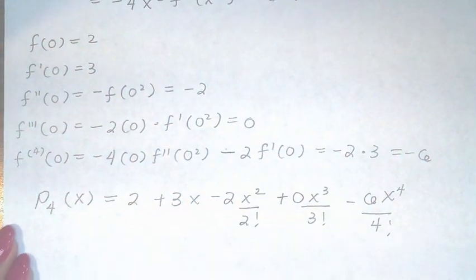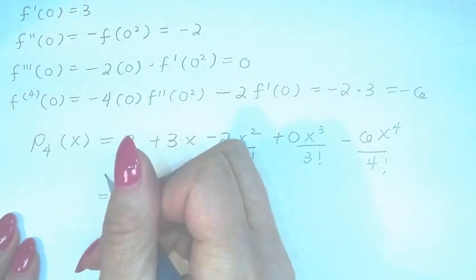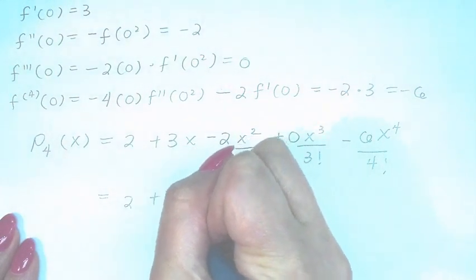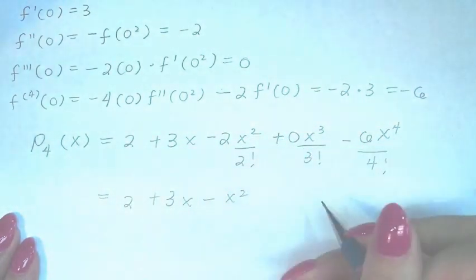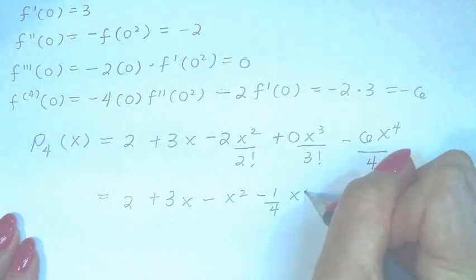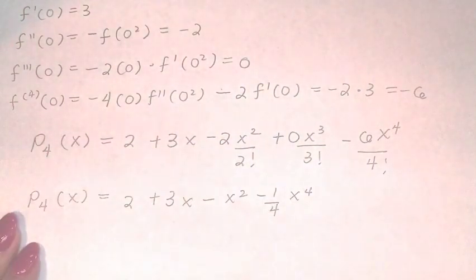Over here, you can pretty much leave it like that, or you can simplify, and you have that this beautiful thing is going to be 2 plus 3x minus x squared, that's a 0, and then that one simplifies as 1 over 4 times x to the fourth, and that's going to be your polynomial degree 4, and then you are done for part A of question number 6.